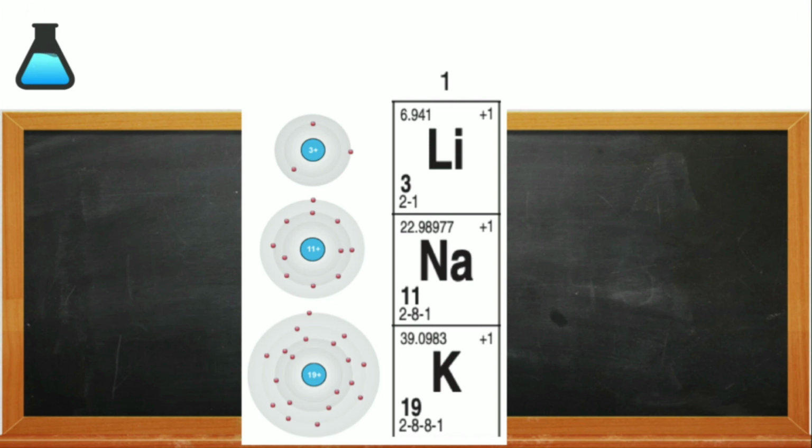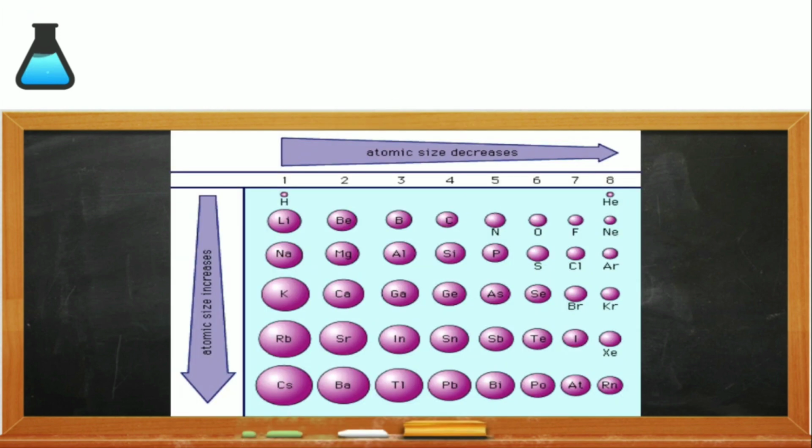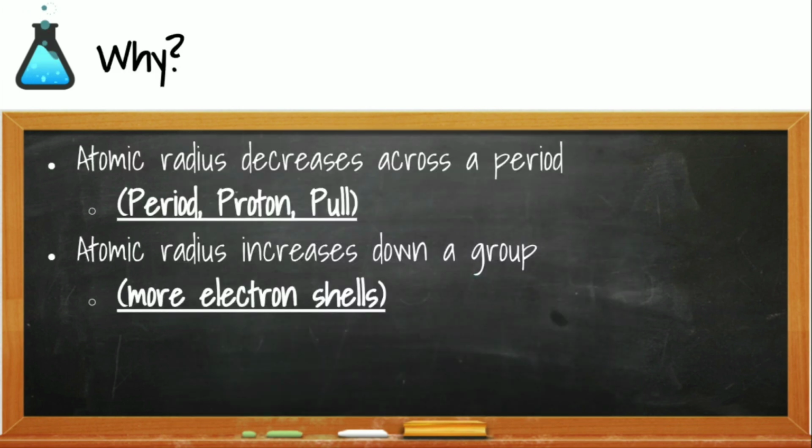So the general trend is pictured here. Atoms get smaller as you go across the period, and the radii get larger as you go down the group. But don't memorize this. Just look it up on reference table S, and then you can use your knowledge of chemistry to explain why. So remember, PPP. As you go across the period, there's more protons, so there's more pull. As you go down the group, we have an increase in radius because there are more electron shells or principal energy levels.